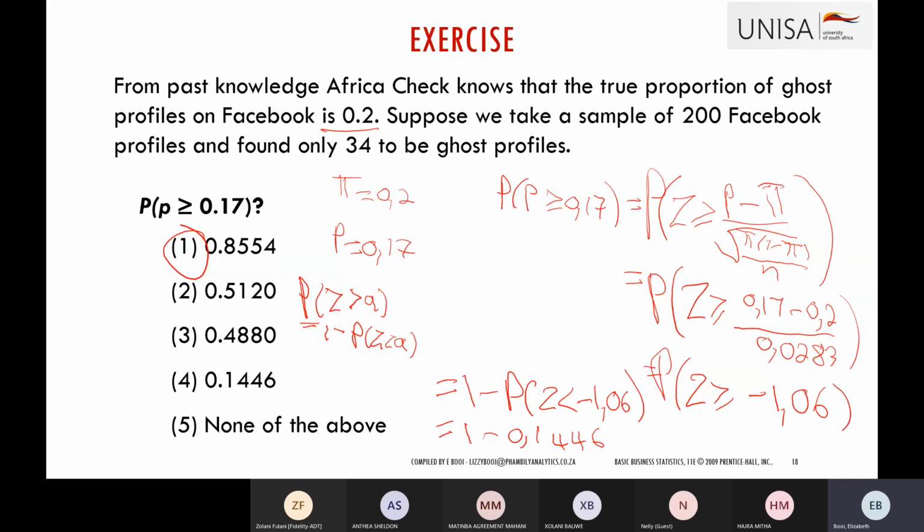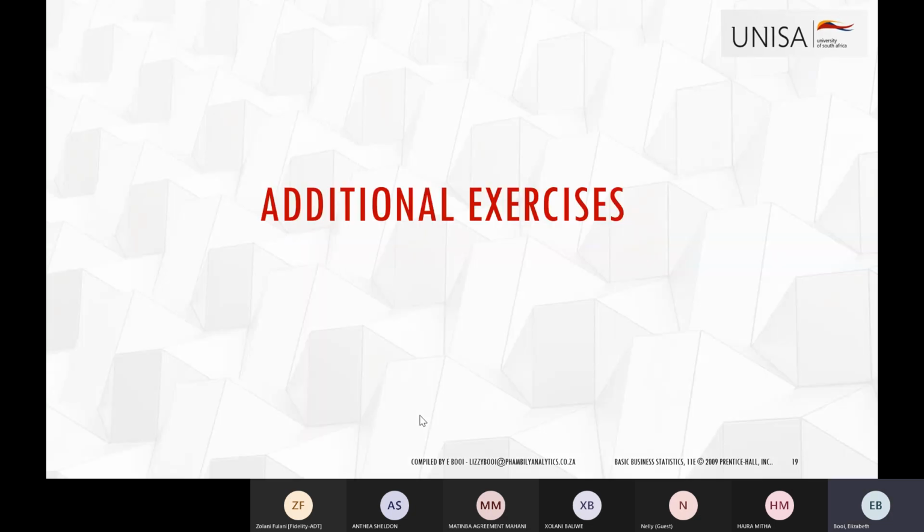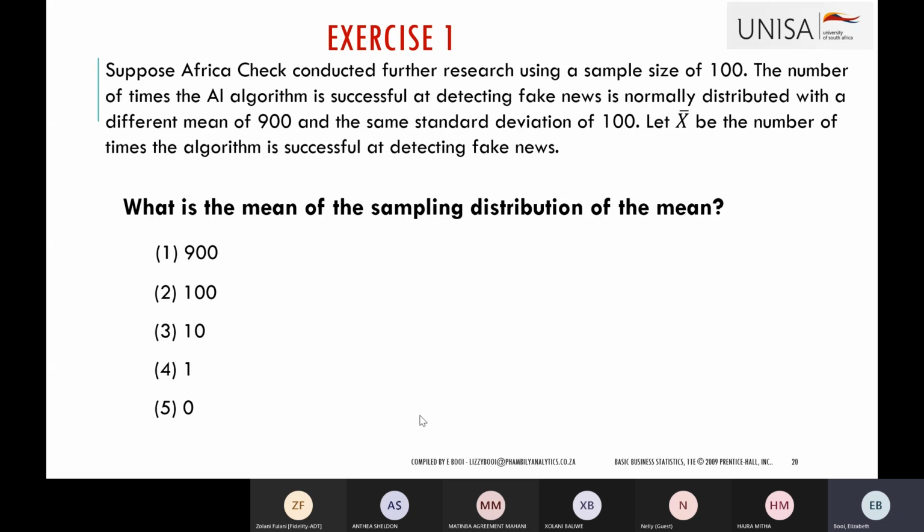Any question? If there are no questions, then we move to the exercise. You have 1 minute to answer this question. And when you have the answer, let me know you are done.